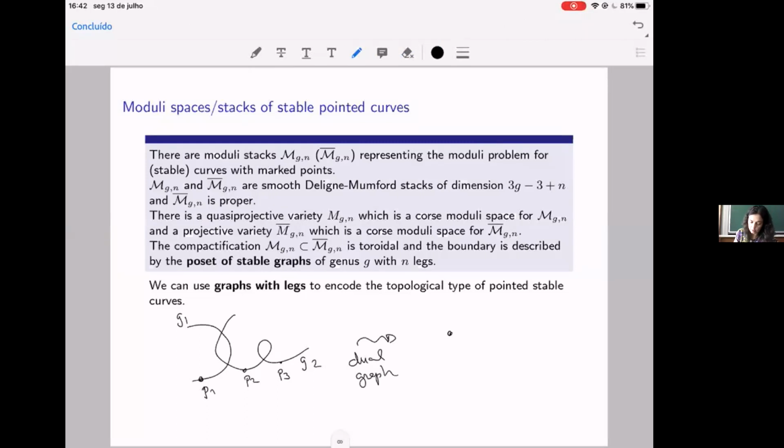as we already saw for the situation where we have no markings, is going to be 2 vertices, and then we have 2 nodes between the two components, so 2 edges between the 2 vertices, and we have a loop here. And then we have the markings that we will encode with the legs. So this is going to be a first leg in this component, and then we have 2 legs in this other vertex. All right, so this is the dual graph.